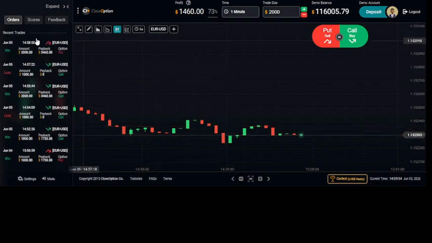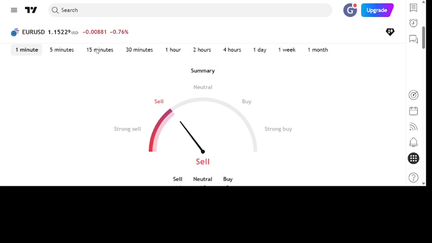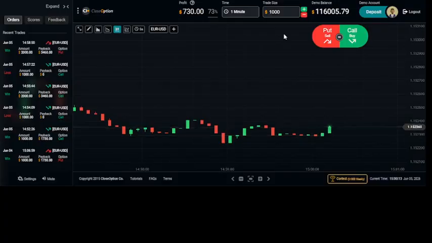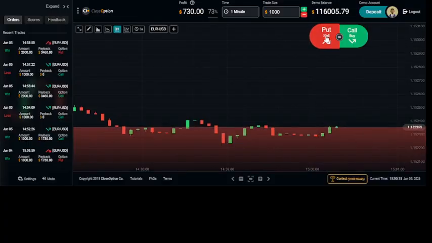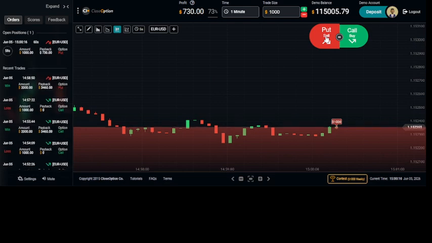Okay, great. So that trade was in the money. So we were able to recover the loss of that previous trade. So now let's go back to the $1,000 and continue. We go back to the technical indicator here. Let's look at the 5 minute and the 1 minute. It's telling us both sell. So let's put in a sell trade again, a put trade.